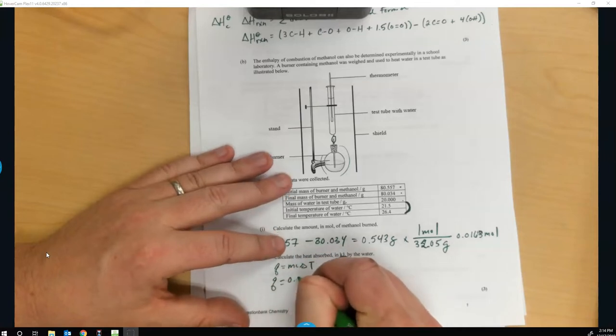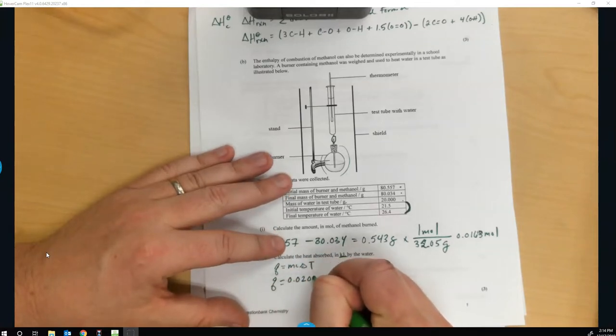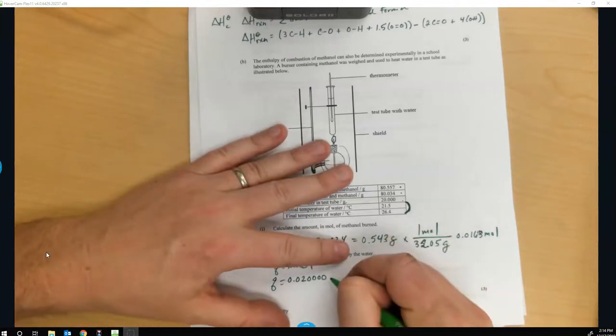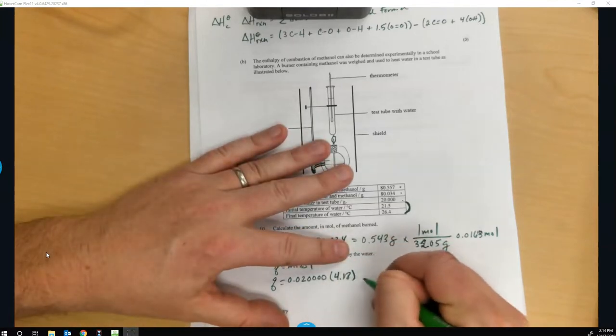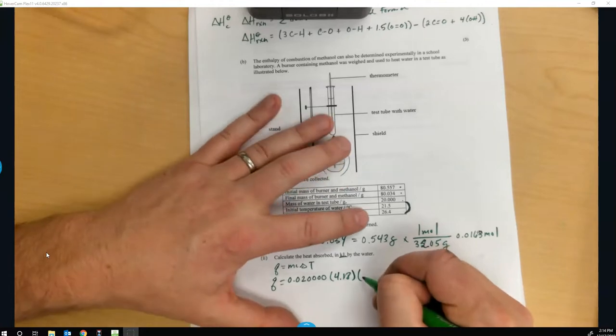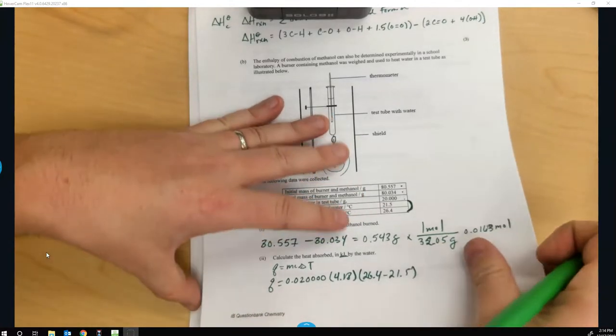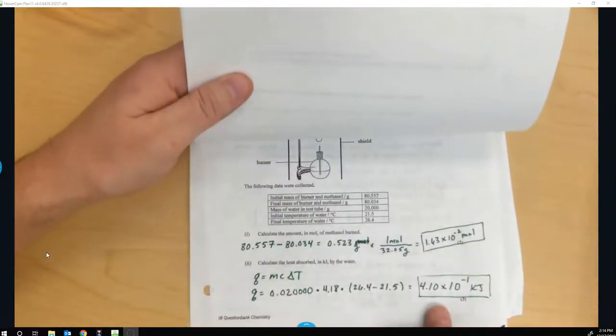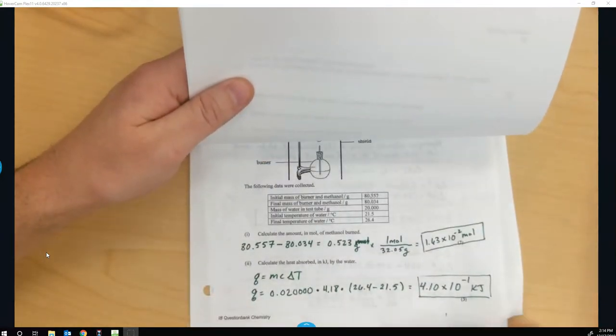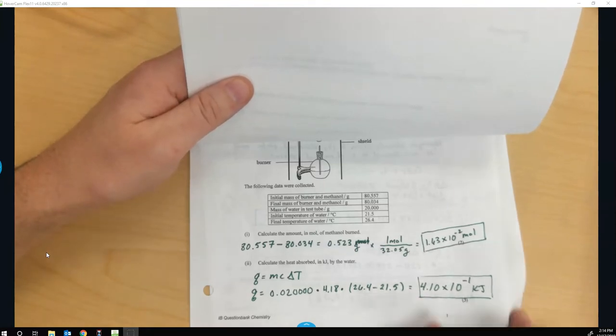So I'm going to have 0.020000 kilograms times a specific heat of water times the temperature change, which is 26.4 minus 21.5 degrees Celsius. So when you do that, you're going to get 0.410 kilojoules. I write it out in scientific notation, so 4.10 times 10 to the minus first. All right, there's our first page.